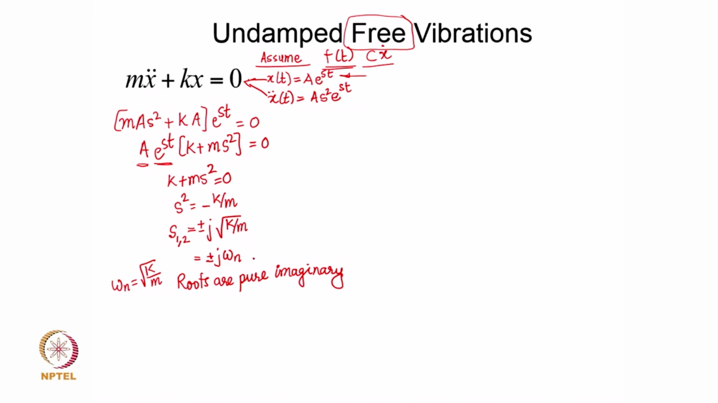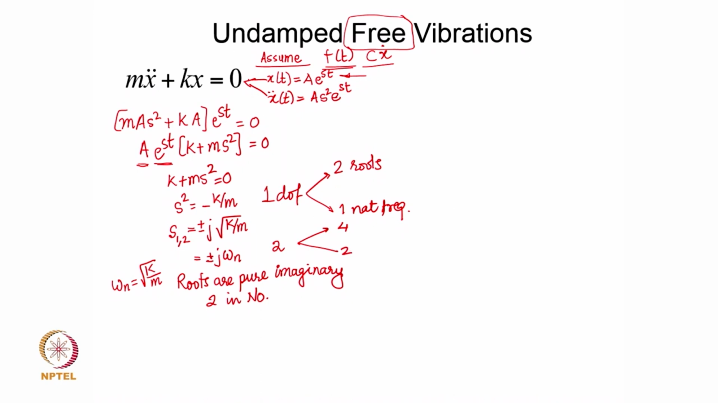So, the roots are two in number for a single degree of freedom system. For a 1 degree of freedom system, there are two roots which are imaginary, and there is only one natural frequency omega n. And if you extrapolate, it will be clear that if you have 2 degrees of freedom, there will be 4 roots, and there will be 2 natural frequencies, and so on.